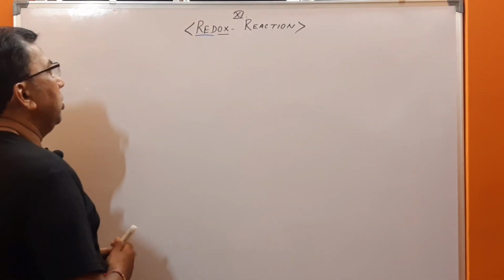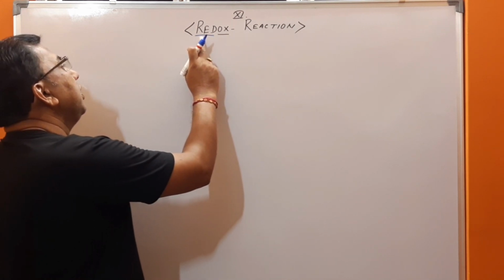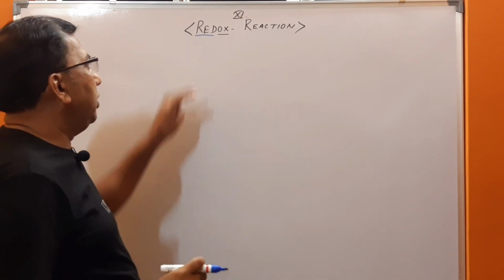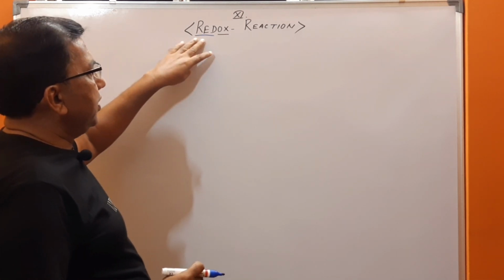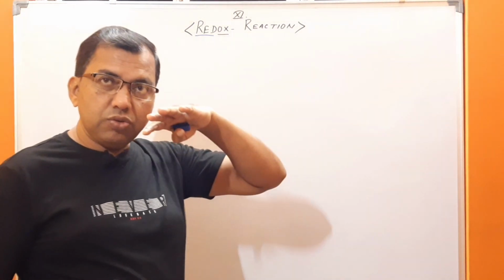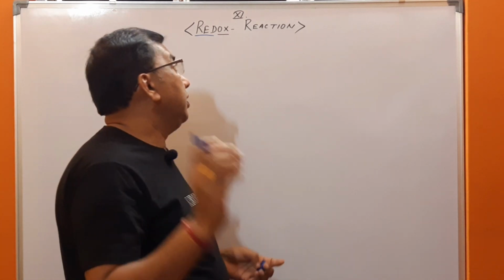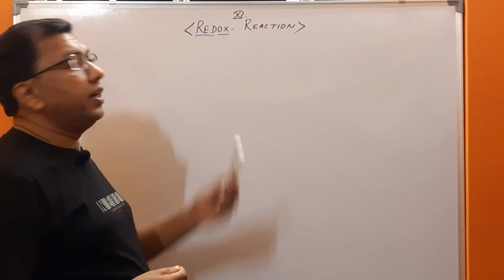See, redox reaction. From the name, redox: red means reduction, ox means oxidation. That means reactions where reduction and oxidation take place simultaneously. Before going through redox reactions, I am giving a little explanation about oxidation and reduction.